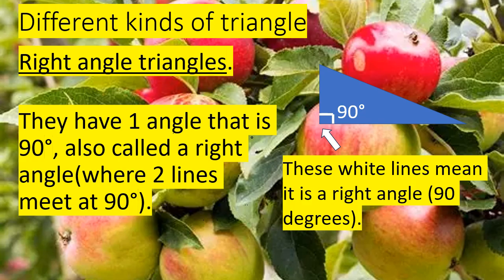Okay, we have different kinds of triangle. Firstly, the right angle triangle. You can see the blue picture there. They have one angle that is 90 degrees. 90-degree angles are also called a right angle, where the two lines meet at 90 degrees. So in the picture, you can see the white lines in the corner next to where it says 90 degrees. And if you see those two white lines, that means that is a 90-degree angle, or a right angle.